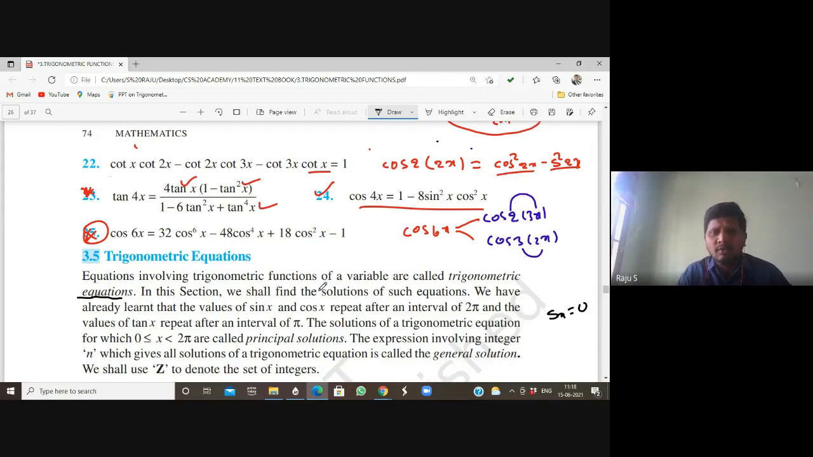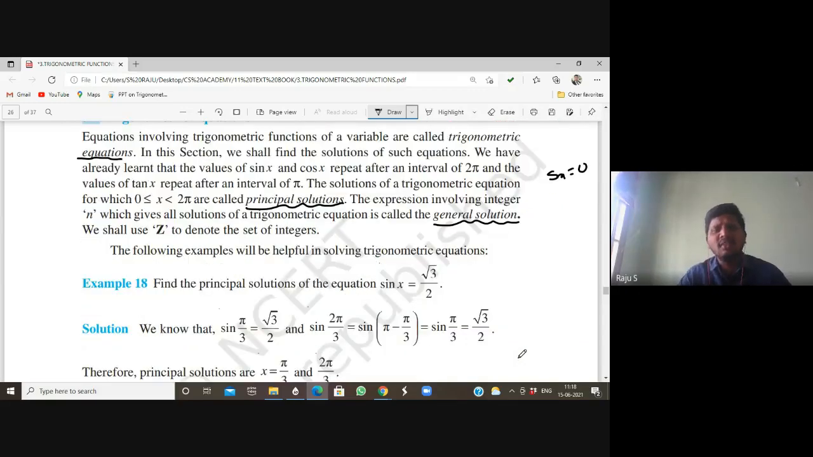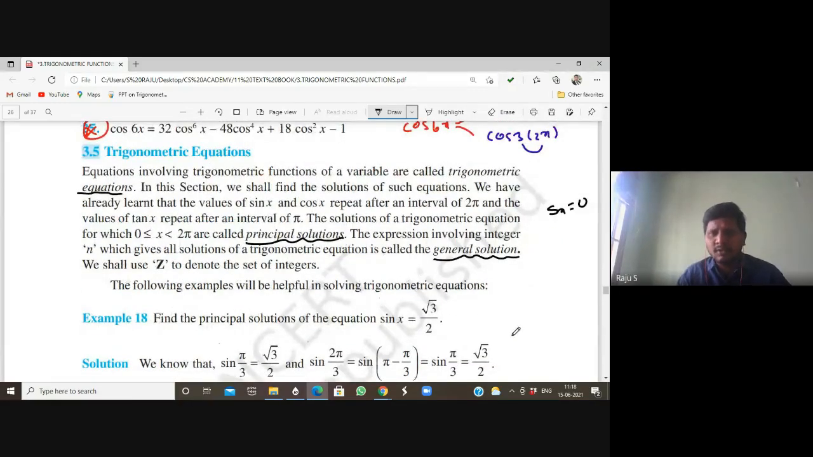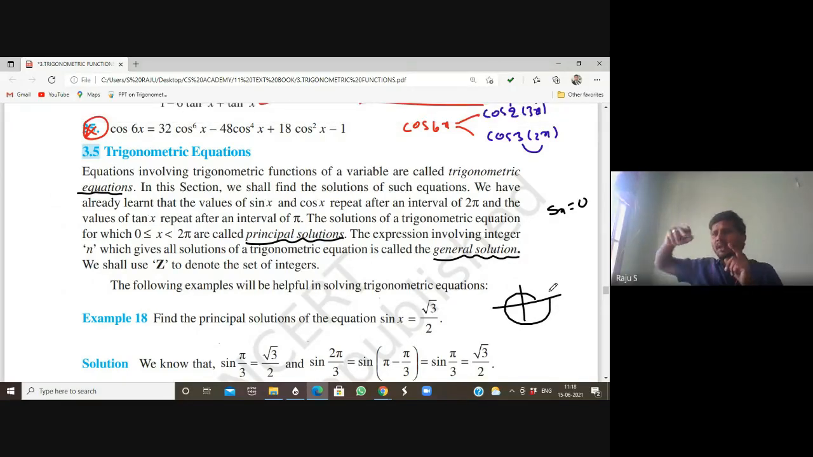Now we have to solve this equation. There are two types of solutions: one is the principal solution and another one is the general solution. What is the difference between principal solution and general solution? It is very simple. Sin x is a periodic function, cos x is a periodic function, nothing but the wave will repeat.